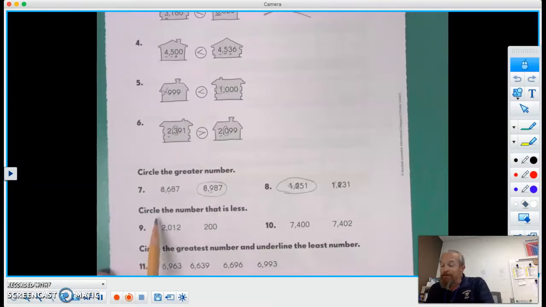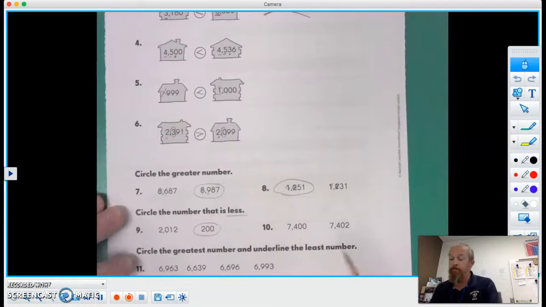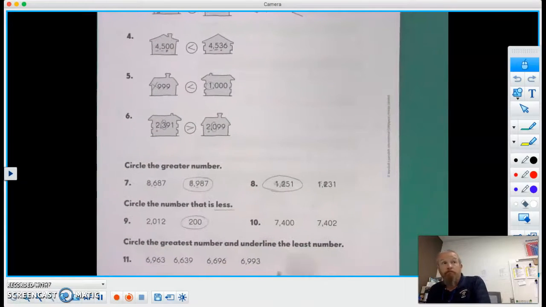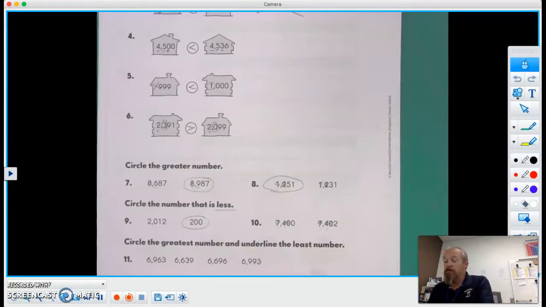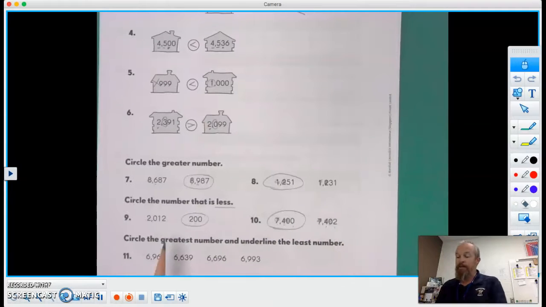Careful! Circle the number that is less. Don't let them trick you. Wow, 200 is a lot less than 2,012. Here we have 7,400, 7,402. So the 7, the 4, and the 0 are all equal. So which one is less, 0 or 2? The 0 is less. Okay.